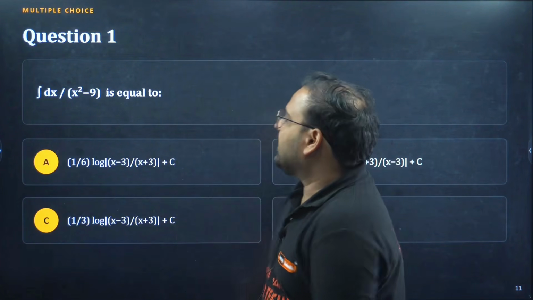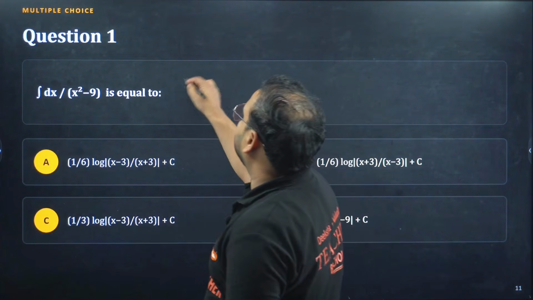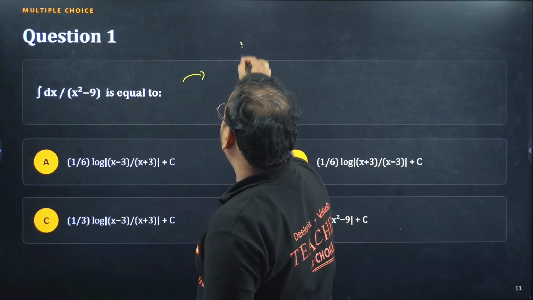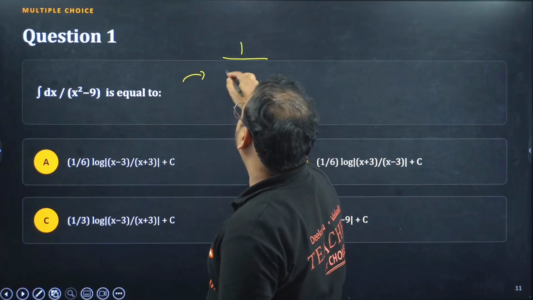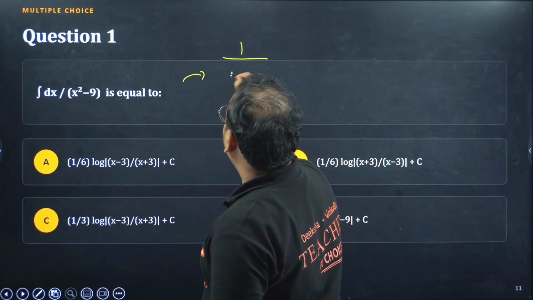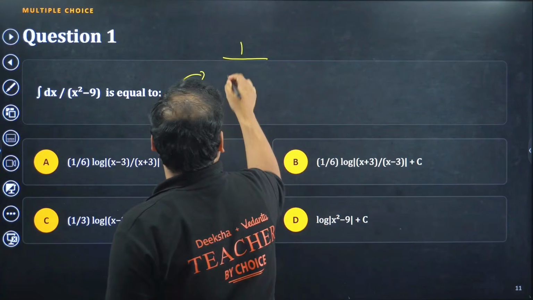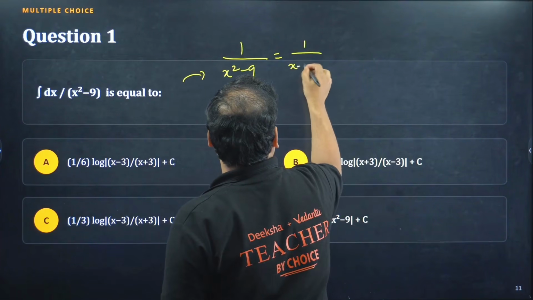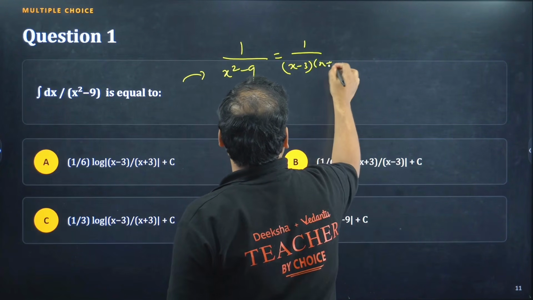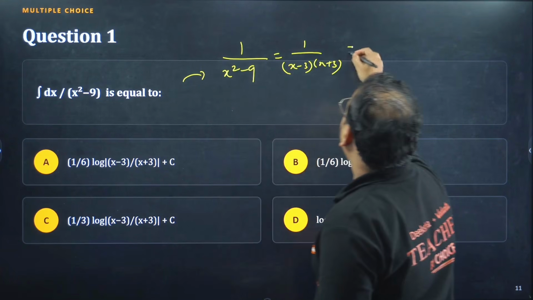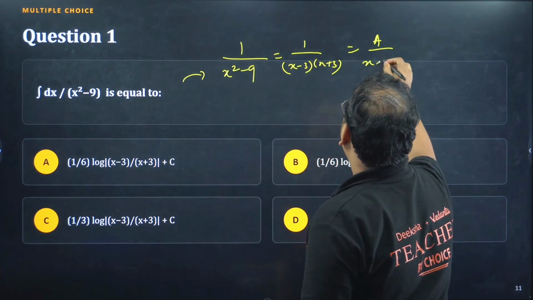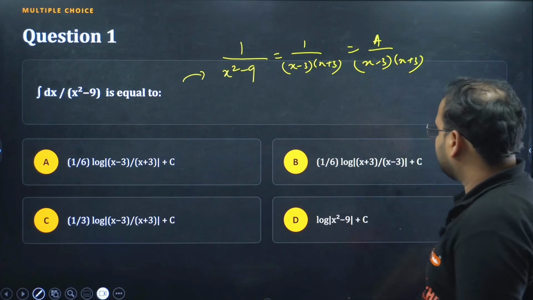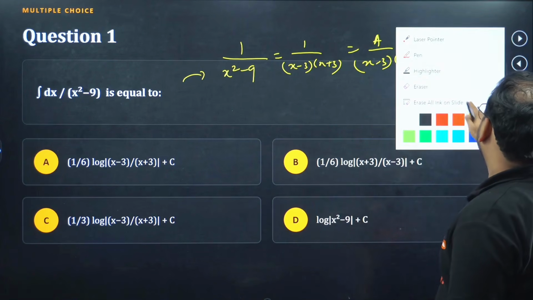So dx upon x square minus 9 is equal to what? How do you solve it? Again, let's just take the fraction, because if you look at this, only 1 is there in the numerator. Excuse me, something is wrong. X square minus 9 becomes 1 upon x minus 3 and x plus 3. Am I right? So a upon x minus 3, x plus 3. Sorry, excuse me, guys, my bad. This is wrong.